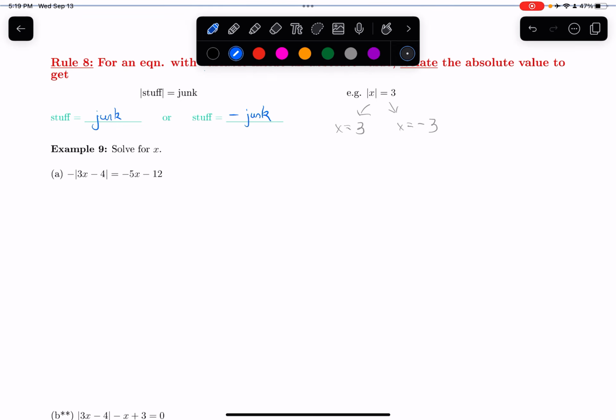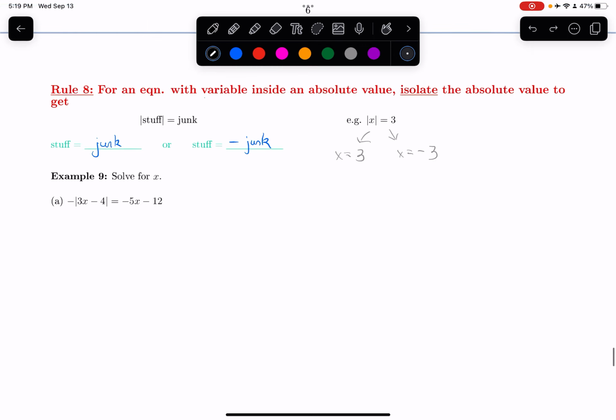So part A, I have negative absolute value of 3x minus 4 equals negative 5x minus 12. Okay. So I want to begin by isolating the absolute value, getting it by itself. So there's this extra negative sign in front of it that I have to get rid of. So I can divide both sides by -1. So doing that, it gets rid of the negative on the left, and I'll get absolute value of 3x minus 4. And on the right, the negative is going to switch both of these negative signs on top. I'll get positive 5x plus 12.